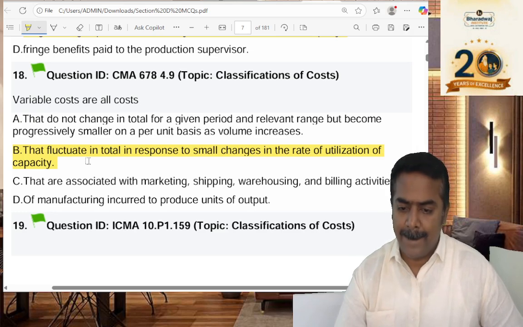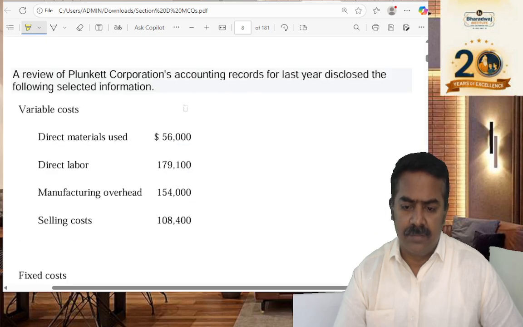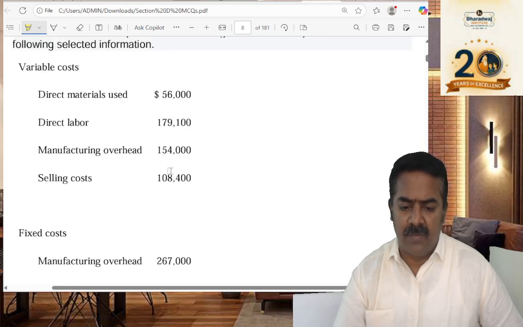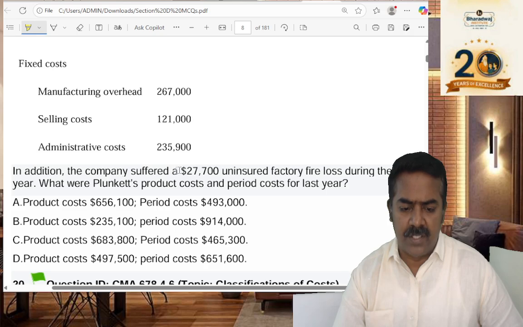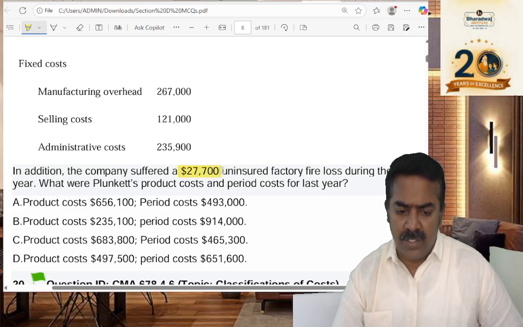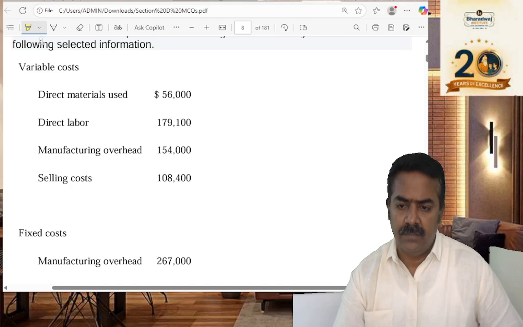Then direct material, direct labor, variable overhead, selling cost is given, fixed cost is given. In addition, the company has suffered a 27,700 unused factory fire loss during the period. What are product cost and period cost? What do you mean by product cost? What do you mean by period cost? Get back to the product.